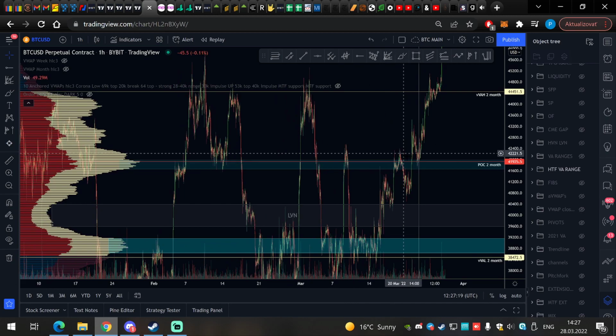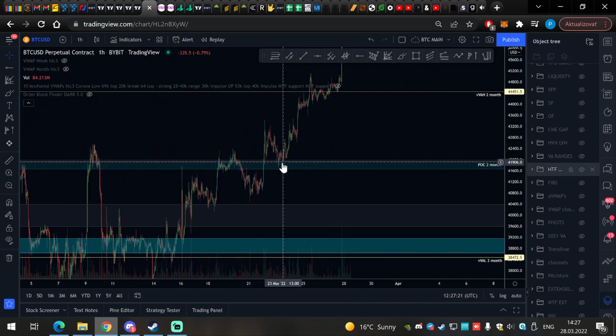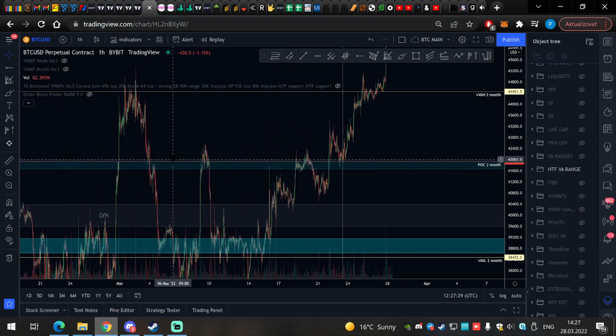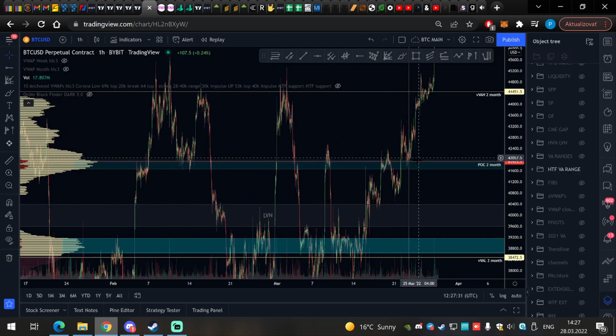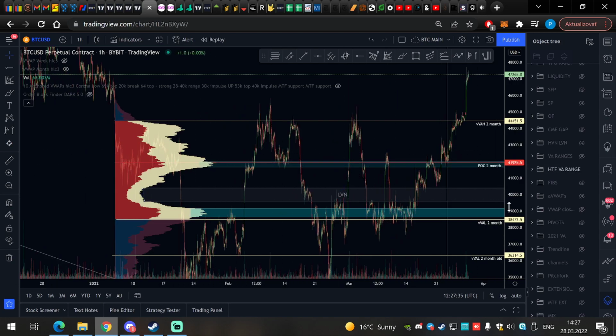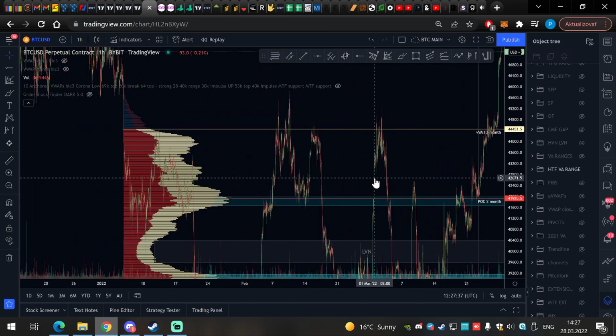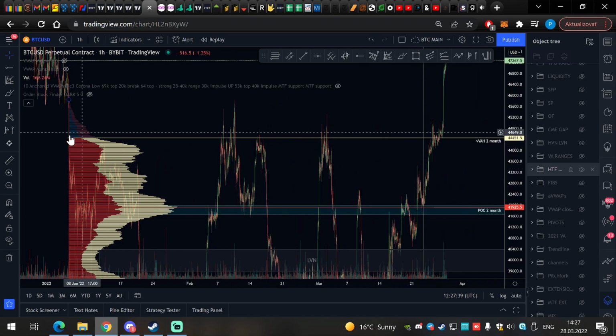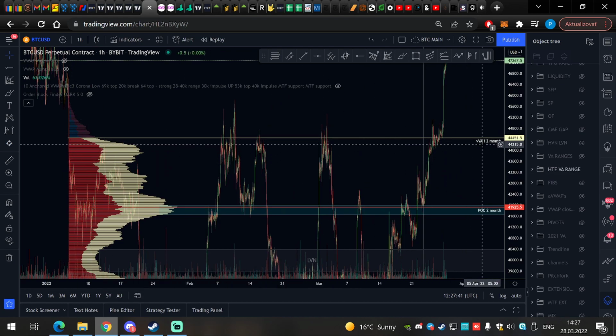as you made it support here with this retest, this was another good entry for us. 41,600 I think or 41,700 we entered. You see we made it support and we actually accelerated the trend, because those higher time frame traders just give up and they see that. Another point for trend acceleration was the VWAP of the 2 months of that big range here.